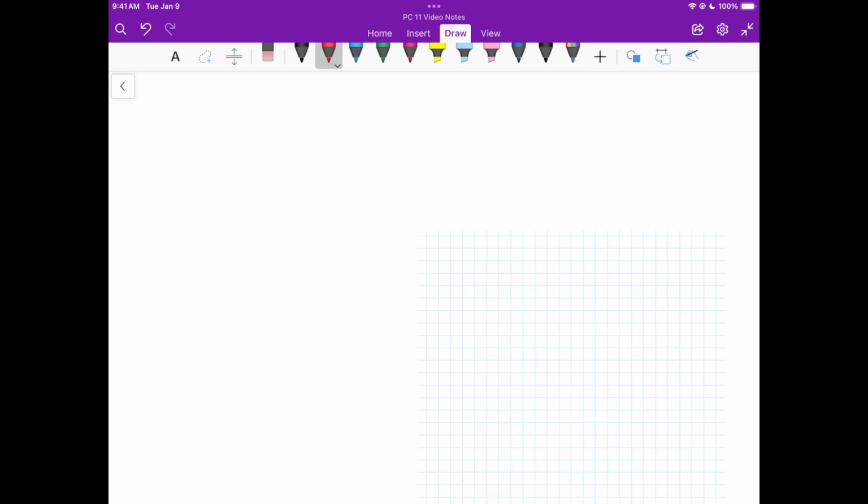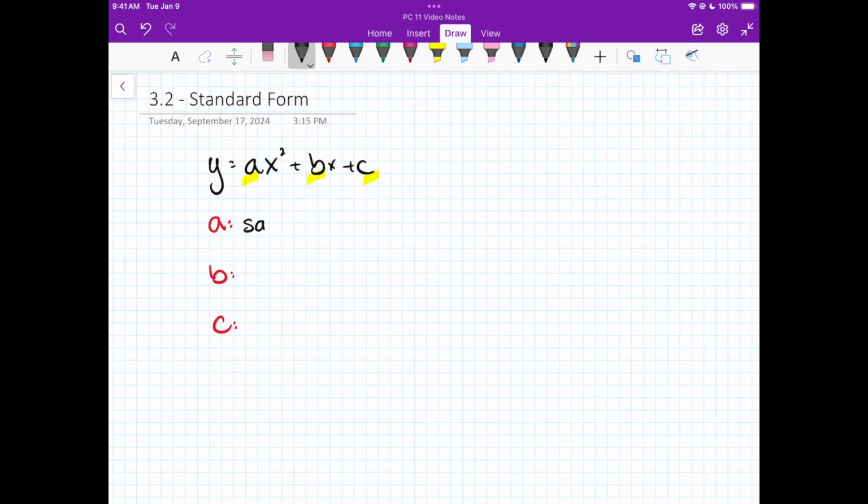So that's an easy one. For a, I'm just going to say same as vertex form, which, if you've forgotten, is two things. It's our direction of opening, and it's our width or steepness or whatever you want to call it.